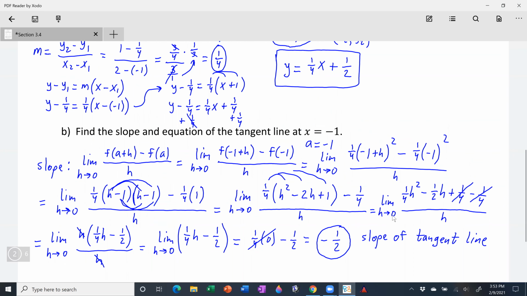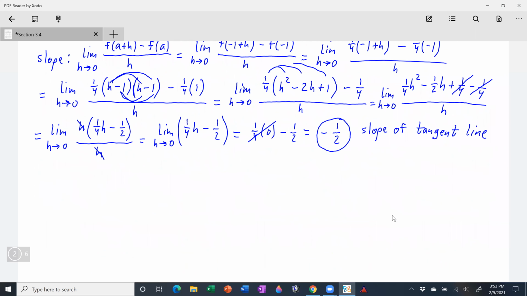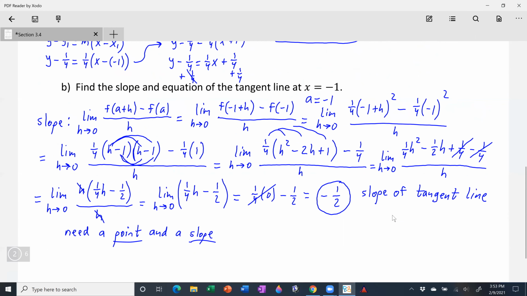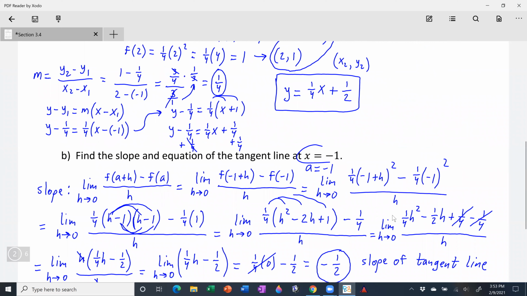Okay, so thinking about how you find the equation of a line, remember that you need a point and a slope. That's something that we talked about in the past, but remember that we need a point and a slope to find the equation of a line. We've got the slope, there it is, that negative 1/2, but we need a point. And just like we did on the previous problem where we had to plug in those x values into the function to find out the corresponding points, we have to do that with this as well.